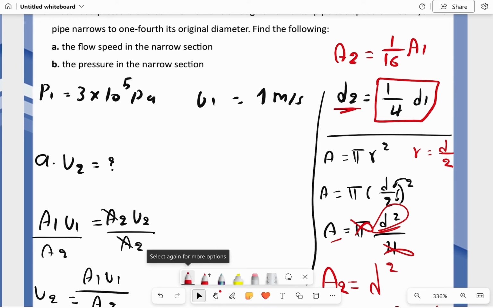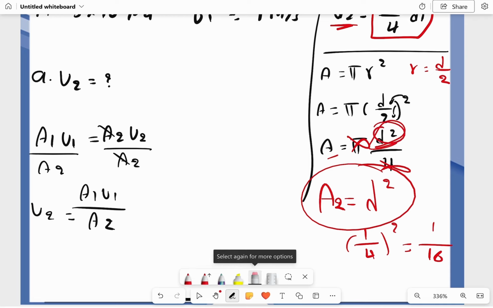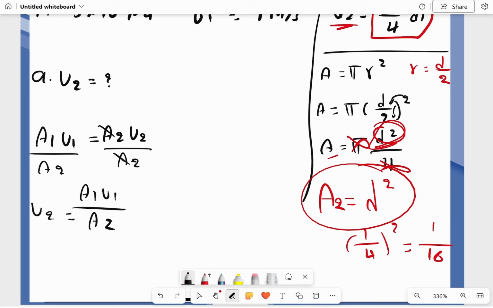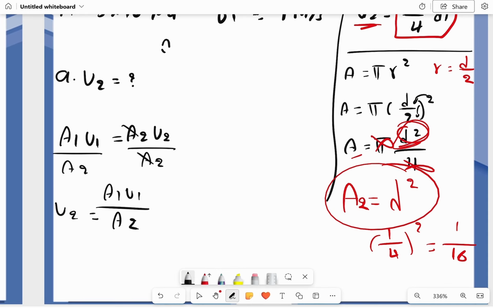How do I get this 1/16 from the equation? You see, area is proportional to the square of the diameter. Now let's plug in the values that we have. By the way, let's write this here: area 2 is equal to 1 over 16 area 1.